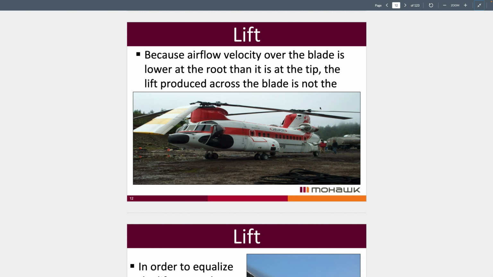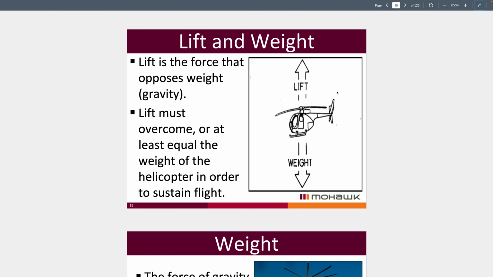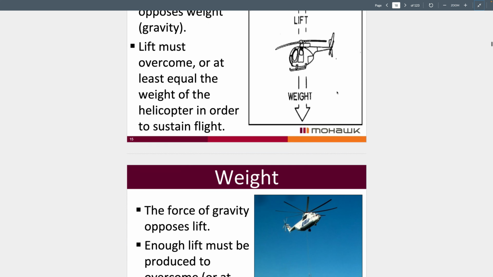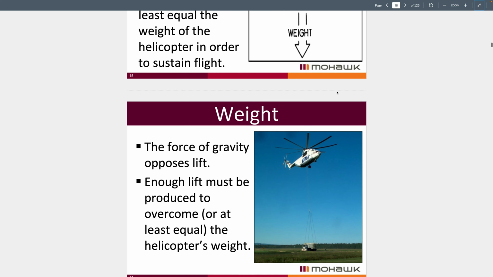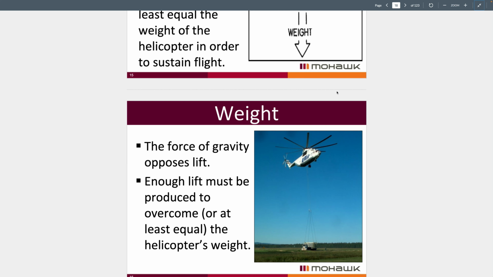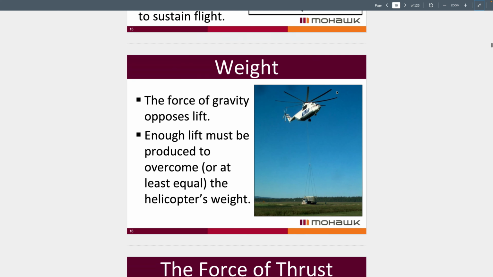Lift is the force that opposes weight. Weight is gravity's pull on a given mass. In this case, the mass is the helicopter itself. Lift must overcome at least the weight for the helicopter to sustain flight. The force of gravity opposes lift.